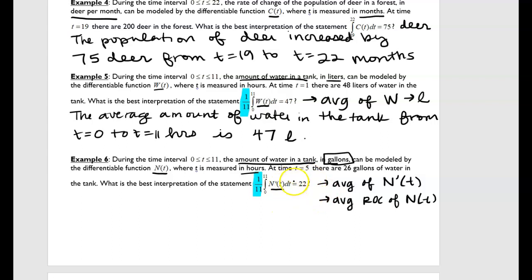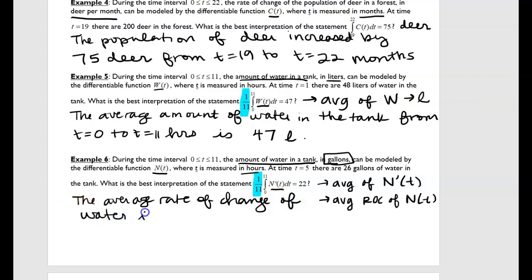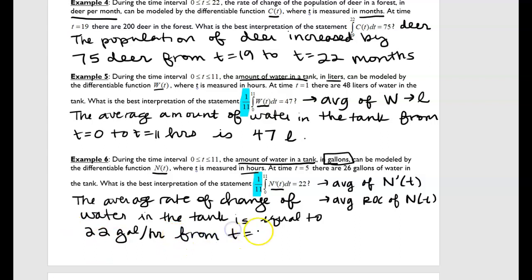So I could talk about that, but really what I'm just going to say is the average rate of change of water in the tank is equal to 22 gallons per hour. Remember, my units here will match the units of the integrand. N prime would be gallons per hour. And then don't forget your time interval. So from t equals 0 to t equals 11 hours.